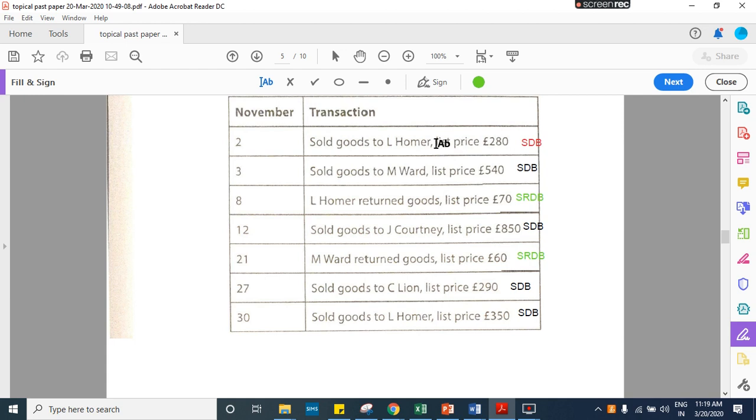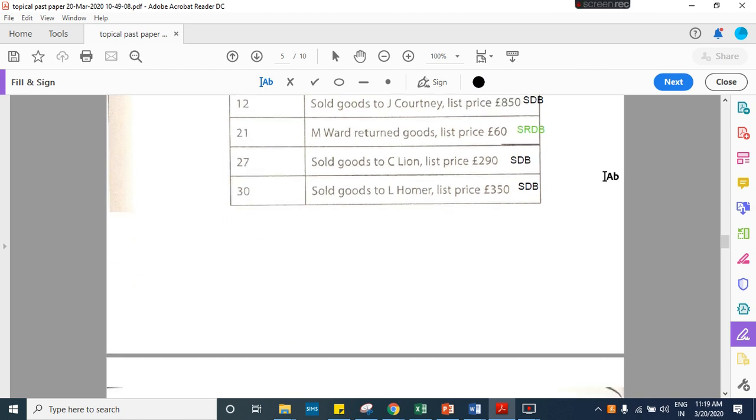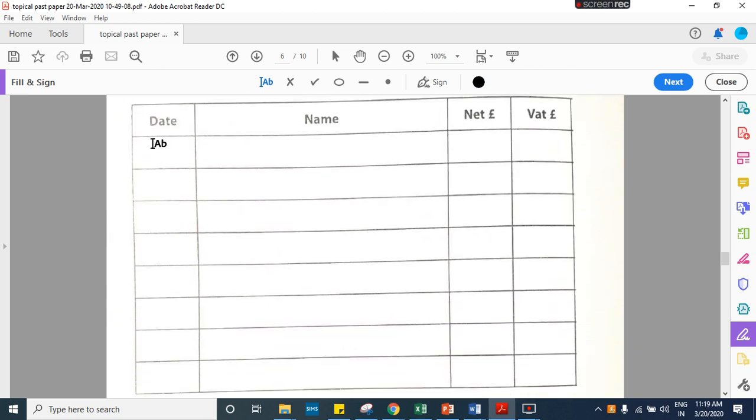Now there are 1, 2, 3, 4, 5 entries. I'll leave that in black, which goes to the sales day book. So move to your sales day book. The first entry occurred on the 2nd of November 2016. And here you have to manage your space. So it's 2/11/16. And to whom did you make the sale?